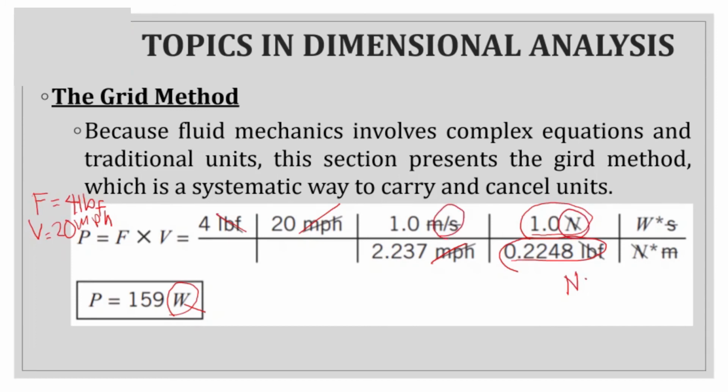So newton times meter per second, newton meter per second, is equal to watts. So our answer here is the power is equal to 159 watts. So that is the grid method. This is the common method that we use when we are converting from one unit system to another.